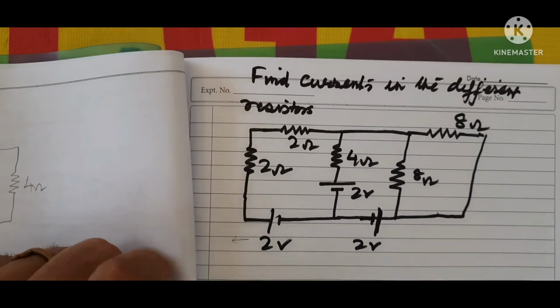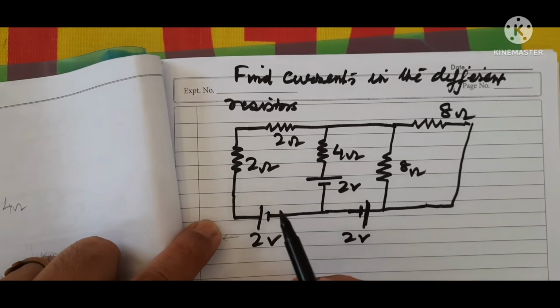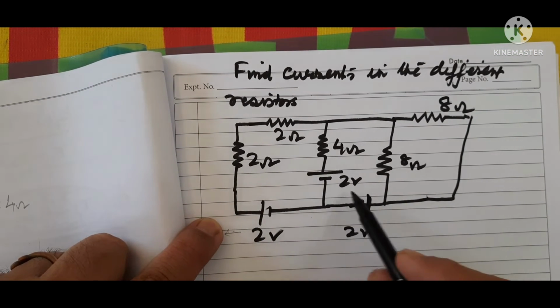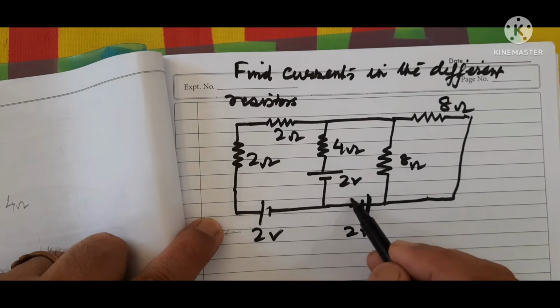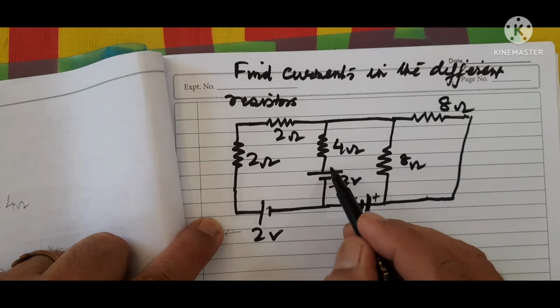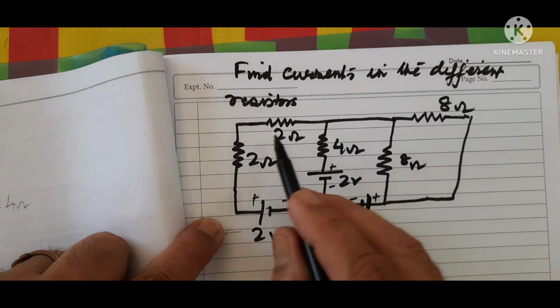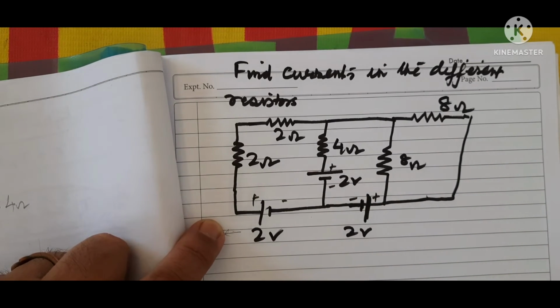Another important question, find the current in the different resistors. This is the circuit given. Just to see the circuit, this 2 volt, here negative, here positive, negative, positive, negative, positive. Here the resistors are attached, 2, 2, 4, 8, 8.